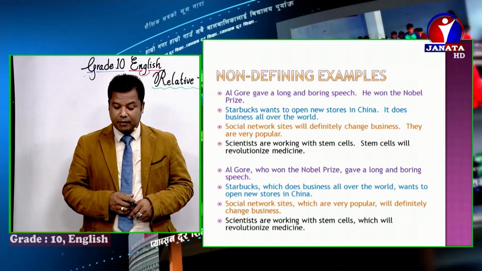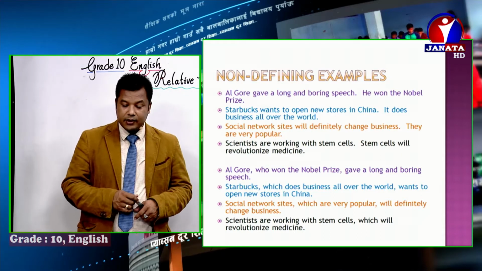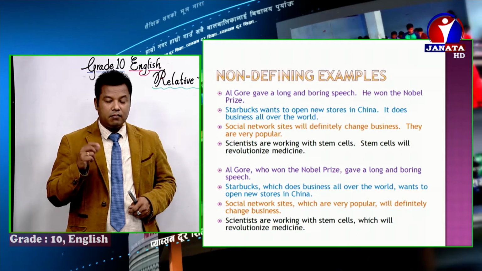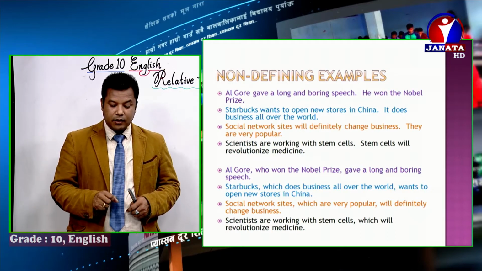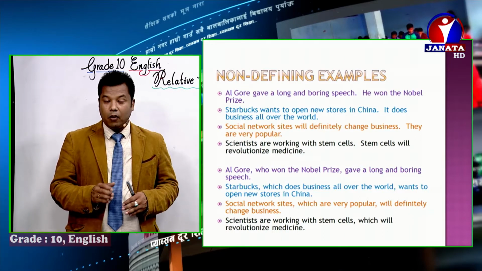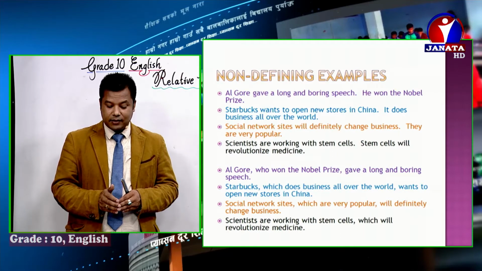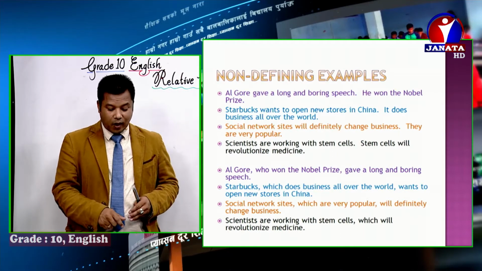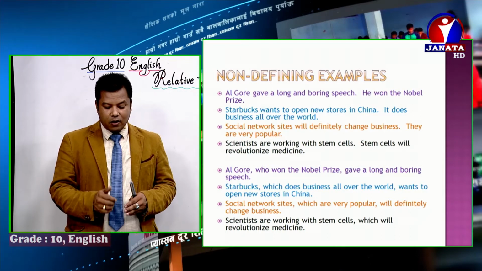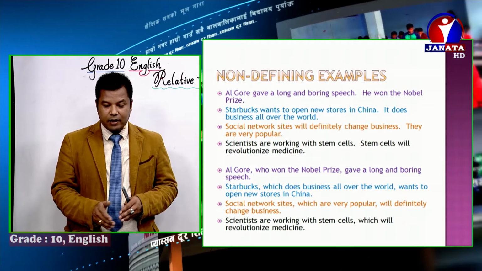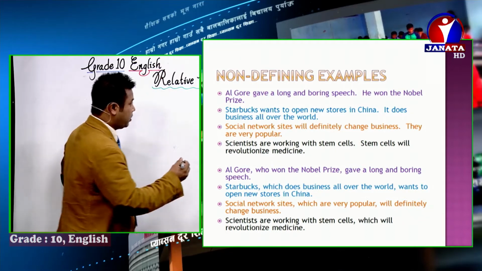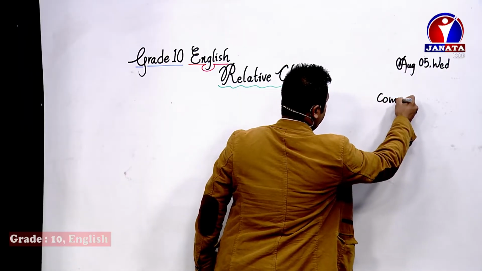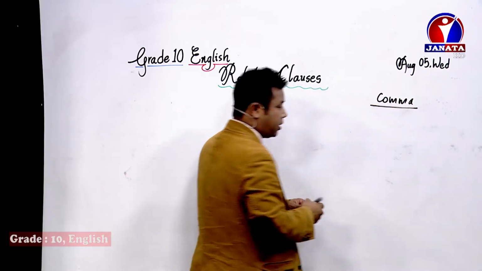Now, non-defining examples. In these examples, there is something distinct which I will mention to you. Number one, there is no number actually, so just rely on the bullets. Purple colored sentences. Al Gore gave a long and boring speech. He won the Nobel Prize. Now the two sentences are merged into one: Al Gore, who won the Nobel Prize, gave a long and boring speech. If you have noticed, something very important, which I should mark right over here on the board, is the use of comma.